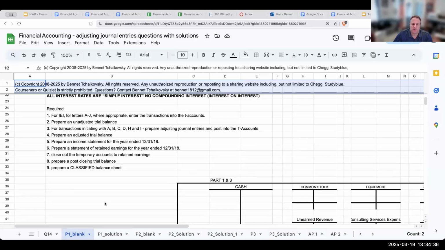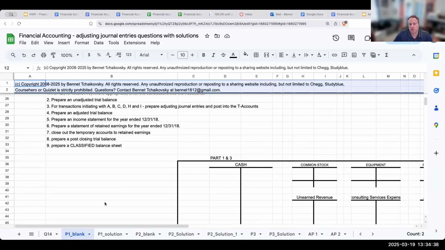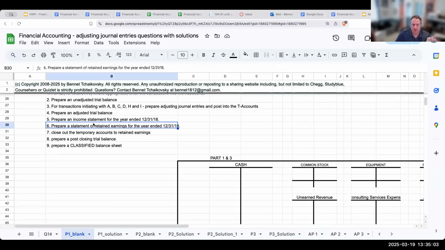But as we're going through and looking at this, right? So what's different between the two exams? Well, the difference is that I could give you an unadjusted trial balance, which you had to go through and prepare before. But for this test, you're going to have to prepare adjusting journal entries in proper form. You are then going to have to prepare an adjusted trial balance. Then we make the income statement, statement of retained earnings, close out temporary accounts to retained earnings. It all looks the same.